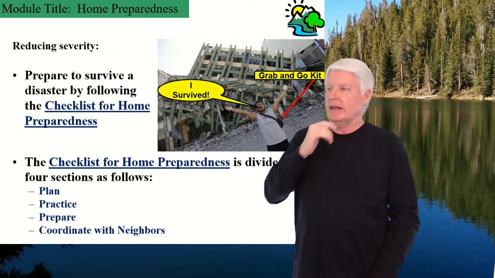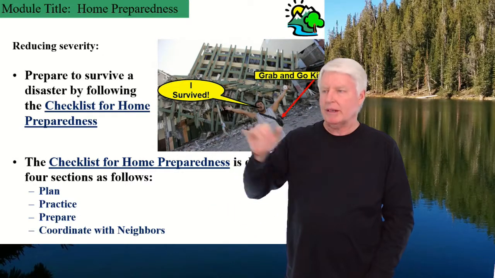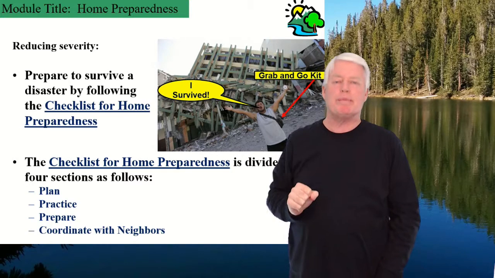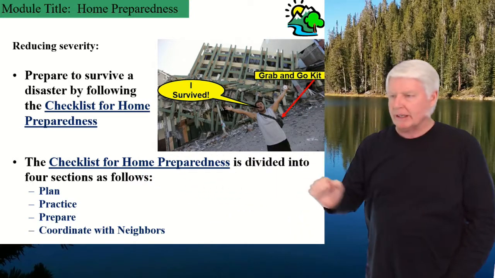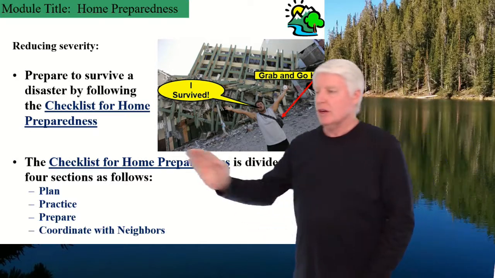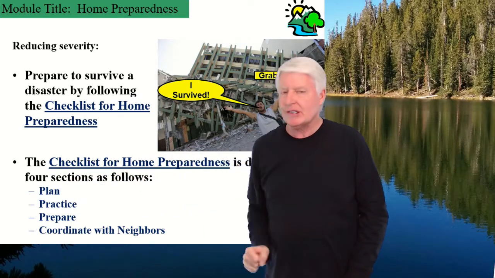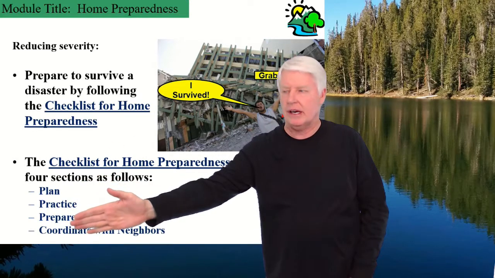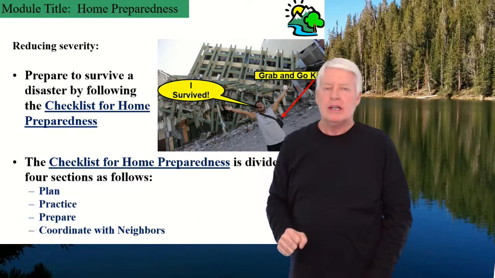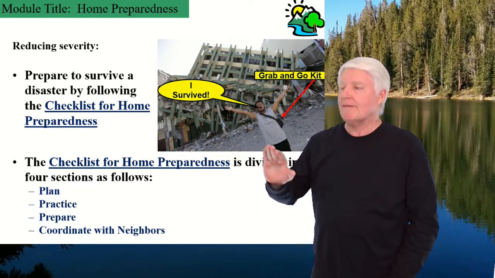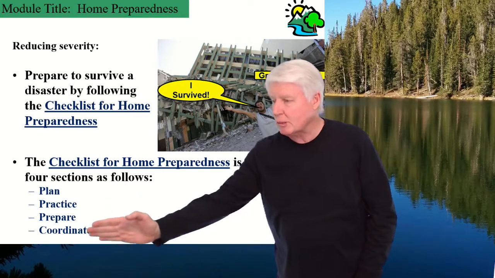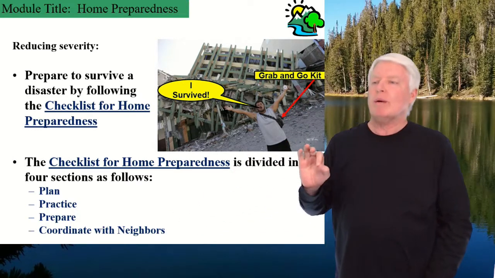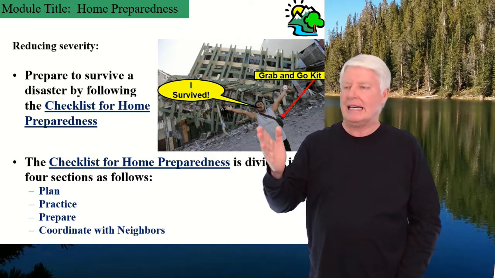How do we reduce severity in any disaster, but we're going to focus on earthquakes? Prepare to survive a disaster by following the checklist for home preparedness. There you go. The checklist for home preparedness is divided into 4 sections as follows. First, we plan, then we practice, then we prepare, and then after we get all that done, and only when we get all of those things done, then we will coordinate with the neighbors to help those people in need. But if everyone will be prepared, we won't have to spend as many resources here, and we can look more like this guy. That's what we want. They always say, know what success looks like. Well, this guy's name is Success.